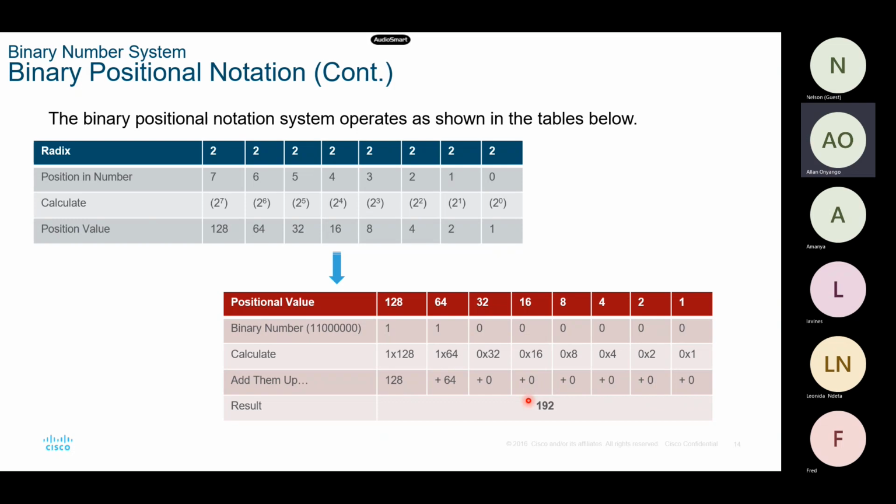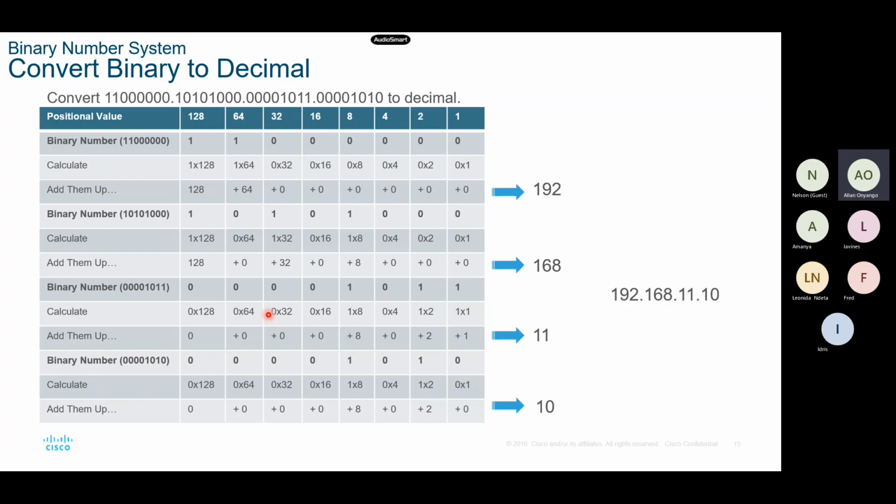Look at this here. Our first number is 11000000. This is the one we have done, and we got 192. The second one is 10101000, and we multiply by the multiples of 2 up here. So 1 times 128 is 128. 0 times 64, of course, is 0. 1 times 32 is 32. We skip the 0 and go to where there's a 1: 1 times 8 is 8. There's no other 1, which means we add 128 plus 32, that's 160, plus 8 is 168. And that's how we convert it to decimal.